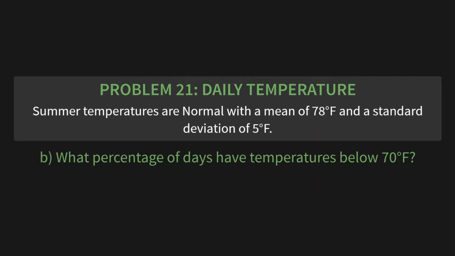Okay, let's use it. Part B. Summer temperatures are normal with a mean of 78 degrees Fahrenheit and a standard deviation of 5 degrees. The question is, what percentage of days have temperatures below 70 degrees Fahrenheit? We are going to walk through this calculation step by step.